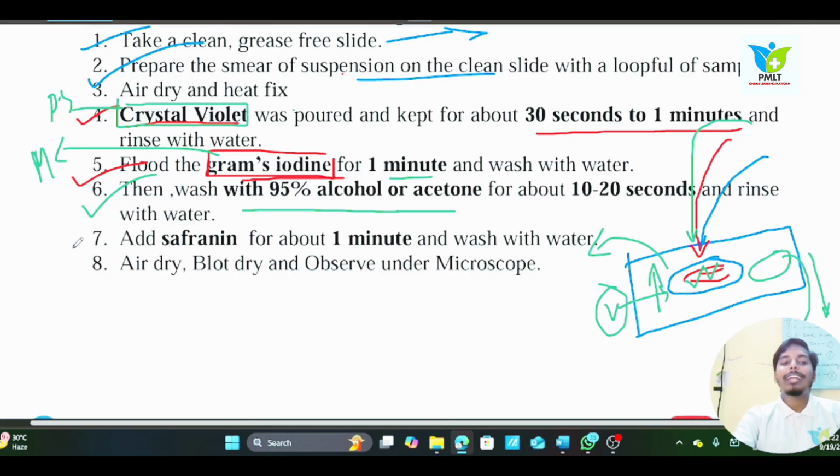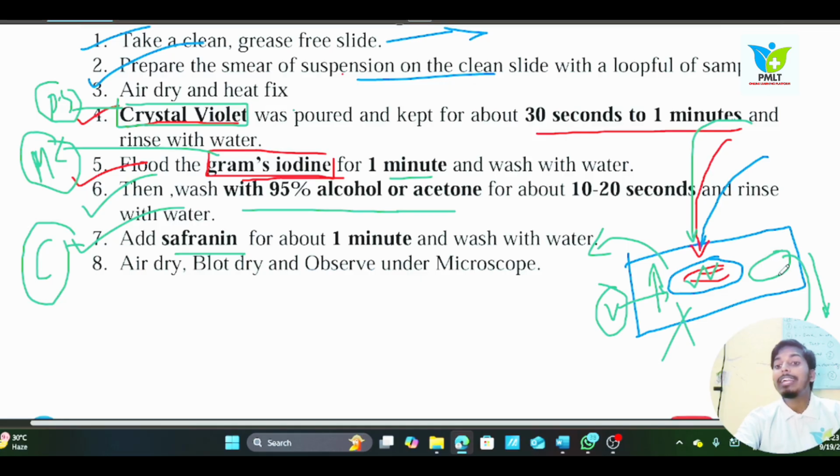Okay, after that we add the safranin. What do you mean by safranin, sir? Safranin is added as the counter stain. We have the primary stain, that is crystal violet. We add the mordant, that is gram's iodine. We add the counter stain, that is safranin. Whenever we add the safranin, there should not be any impact on the gram positive bacteria; the counter staining happens. The background becomes stained, but the gram negative bacteria take up this counter stain.